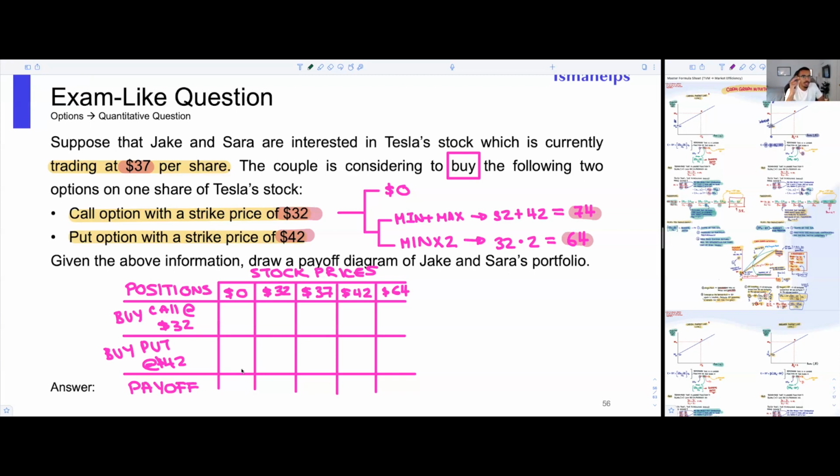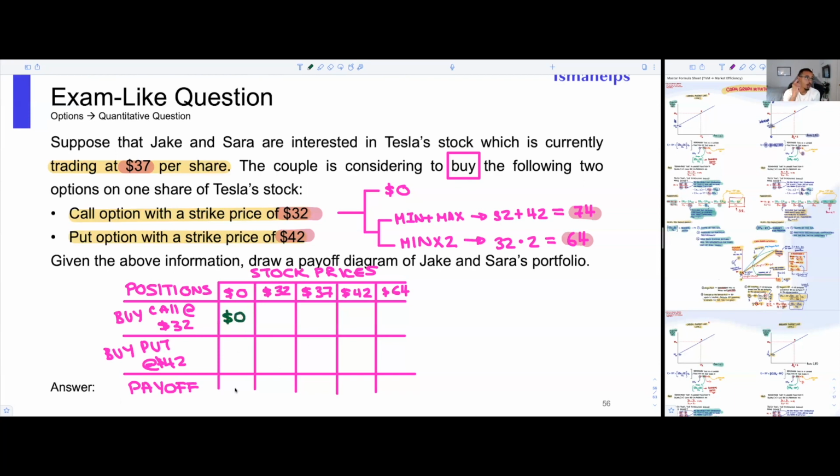So if our stock price is $0 and we have a call at $32, what are you going to do? Are you going to buy the stock on the market at $0, or are you going to buy the stock with your call option at $32? Now, I don't know about you, I like to save my money. I'm not going to willingly spend $32. So in this case, a rational person would not exercise their call option, and they will have no payoff, no returns, no savings. So we would have this equal to 0.